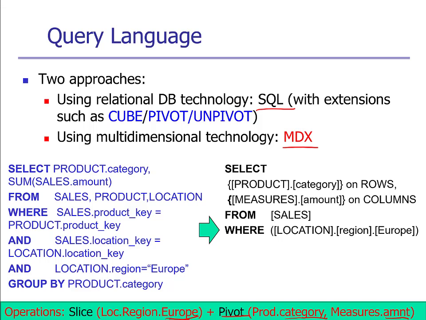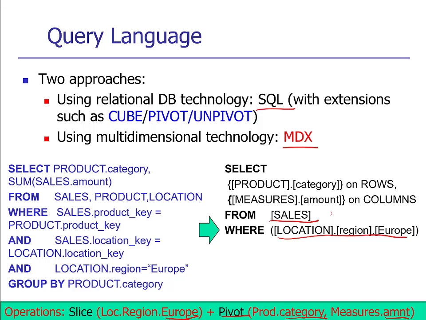What we do is it's still a select-from-where syntax, but for from, it's always the data cube. It is sales here. For where, that is where we do the slice, so it's on Europe. And for select, that is where we do the pivot. So we have pivot on category and amount.